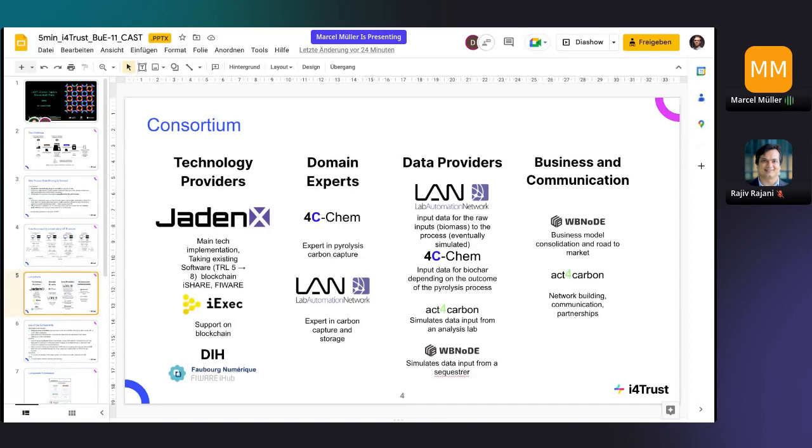We have 2 domain experts in chemistry and carbon capture research, 4C GEM and Lab Automation Networks. We have in our project 4 different data providers, organizations in our consortium that will simulate the one end-to-end process for the experiment. And then we have two parties, WB Node and Act for Carbon EV, a non-profit organization that is going to disseminate and communicate our work. We are supported by the Digital Innovation Hub from Vorburg Numeric and Quantum.